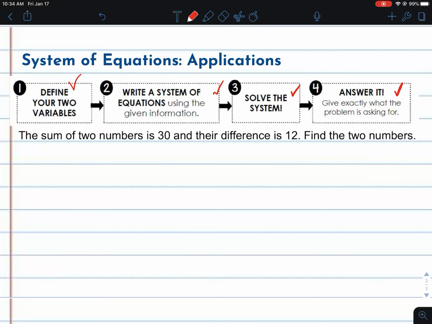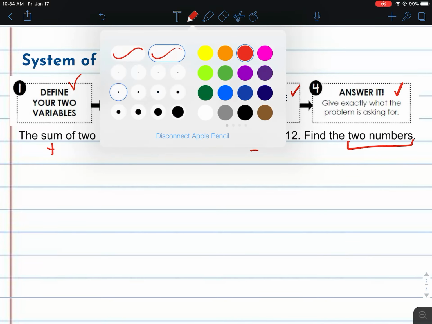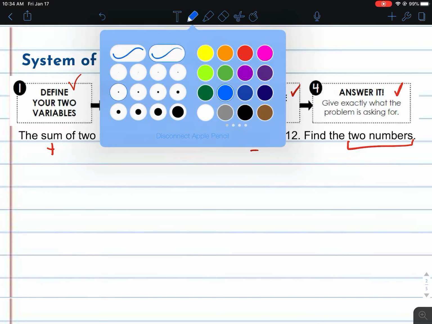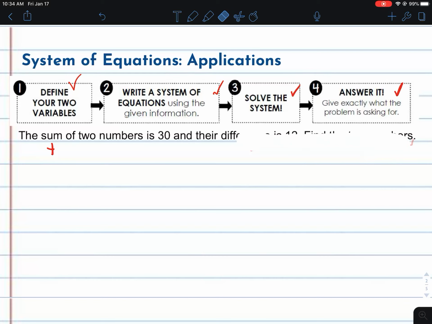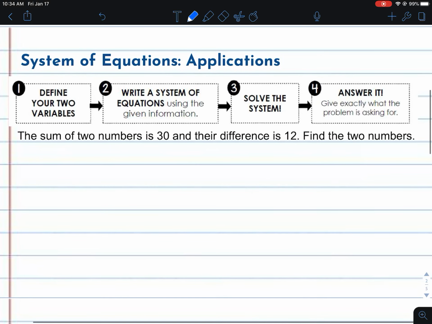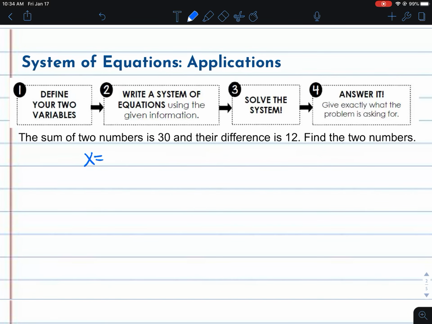So for the first problem, it says the sum, which we know is plus, of the two numbers is 30, and their difference is 12. Find the two numbers. So the first thing, I don't really like this color. Let's change it. The first thing we're going to do is define our variables. So our variables are number 1 and number 2. And we're just going to use x and y. So we're going to say let x be equal to the first number, and let y equal the second number.